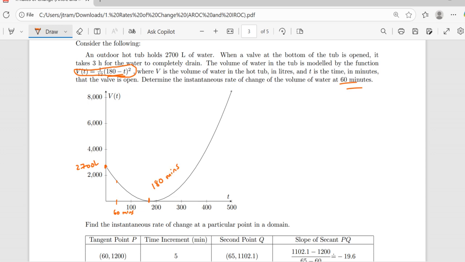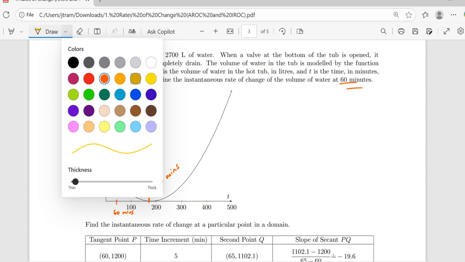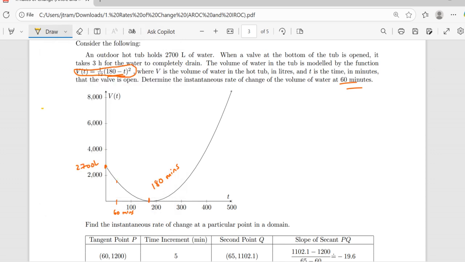Now, in the context of this question, this part of the graph doesn't make any sense, because it shows that the hot tub is being filled back up, but it only has a capacity of 2,700, so it's just water continuously going in. So in the context of this question, this is irrelevant. This section right here, the first half, represents the volume of water in the tub from here to here, and after 180 minutes, the hot tub is drained.